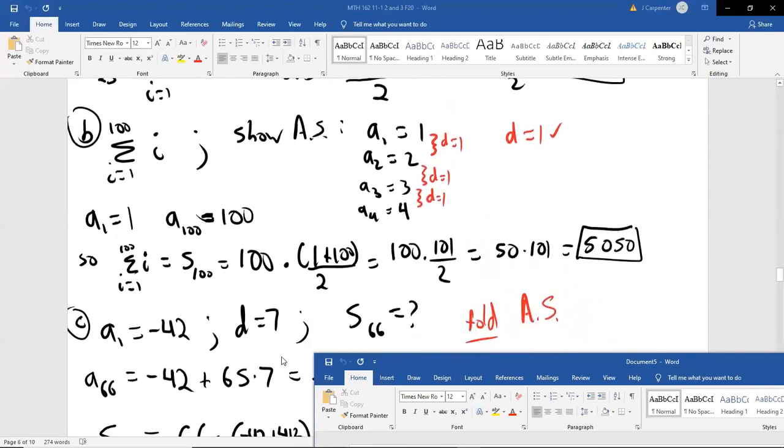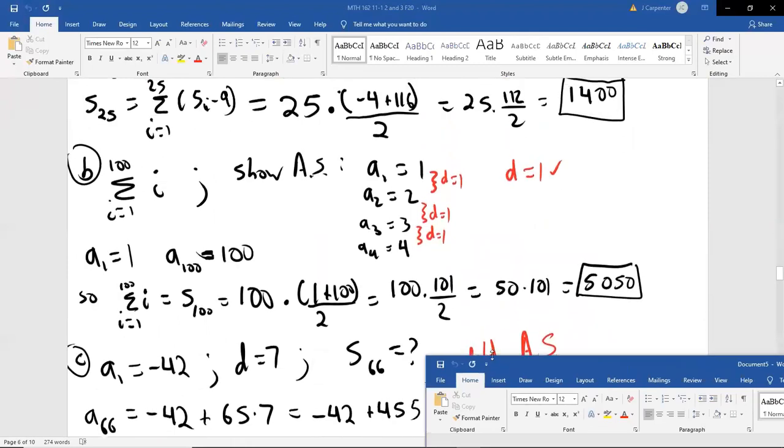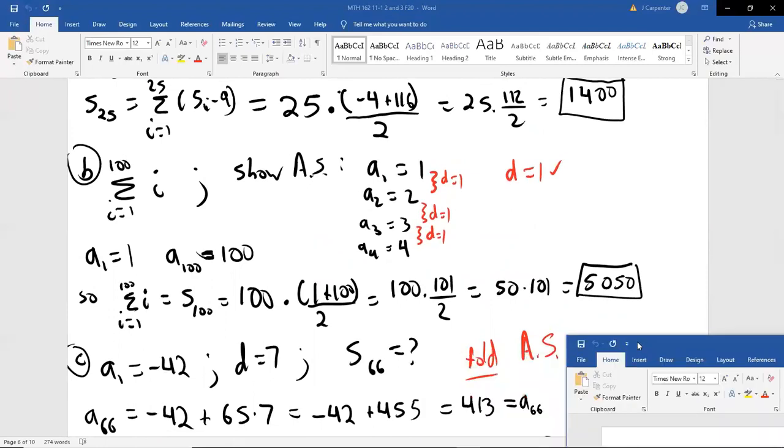Here we go. All right, so 65 times 7, if you jam that in a calculator, is going to become 455. And then negative 2 plus 455 is going to be, what's that, 413? Yes, 413. So that's your 66th term. That's your last term of the sequence that we were asked about.